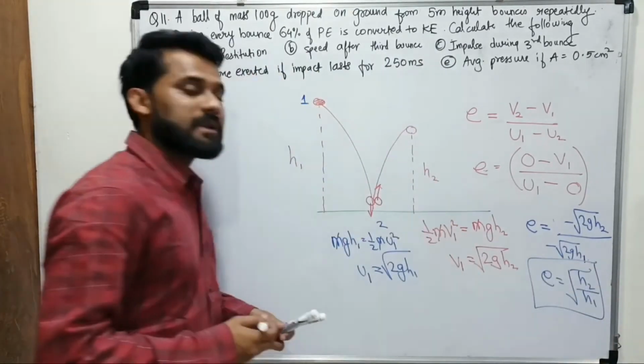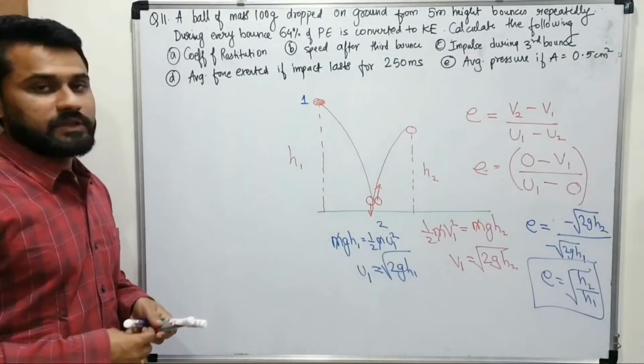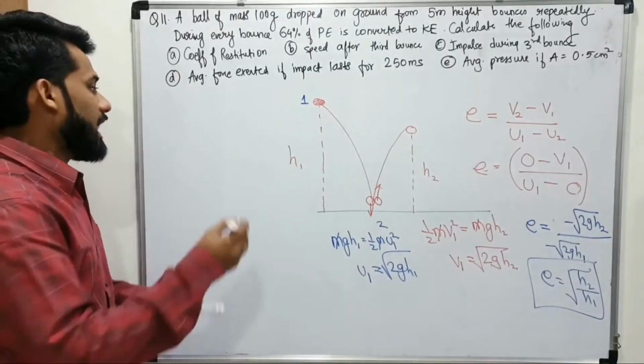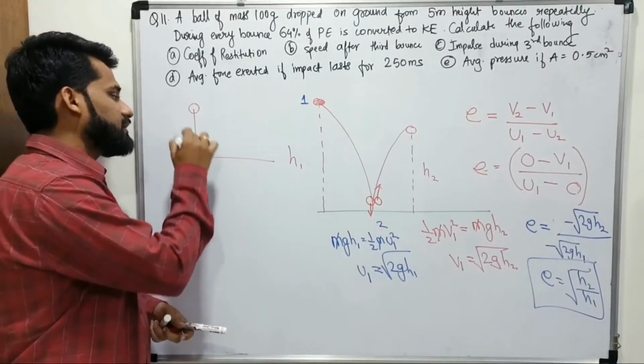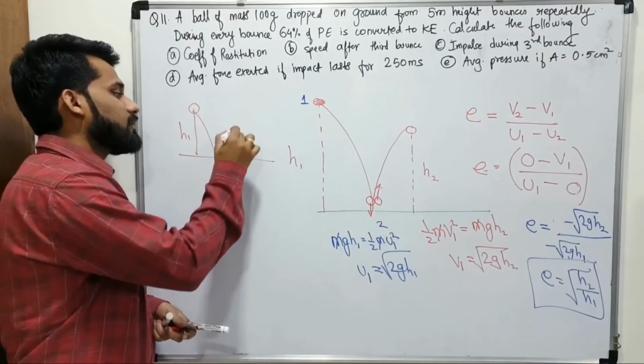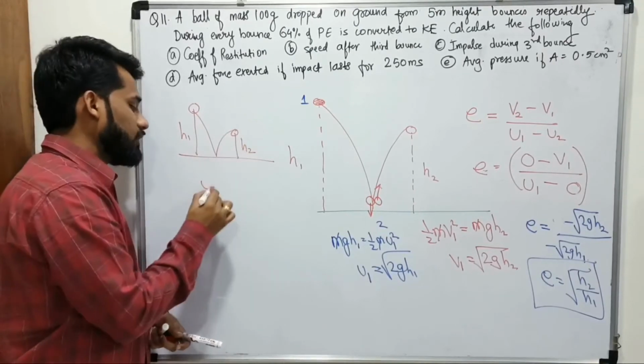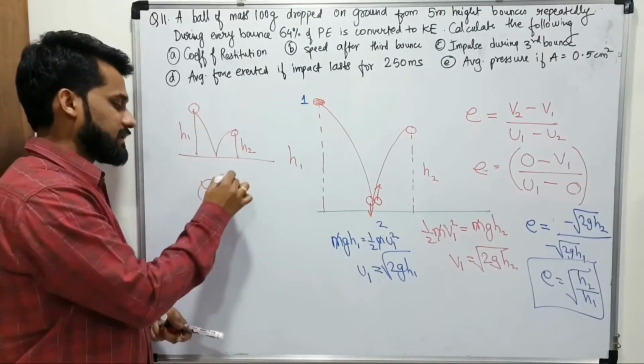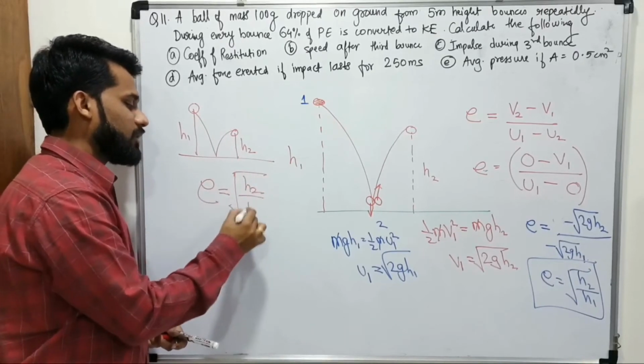So directly remember the shortcut. If the question is of a bouncing ball, and if a ball is released from height h1 and after collision it bounces back to height h2, the coefficient of restitution in this process is root of final height upon initial height.